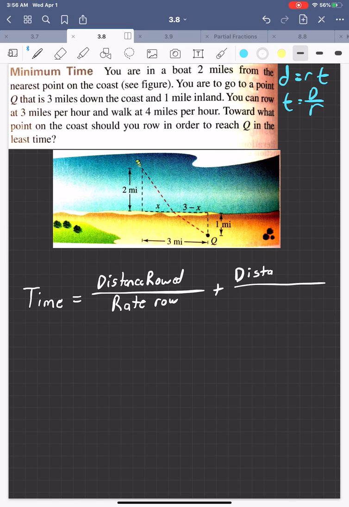We also have the distance that you walked divided by the rate that you can walk.